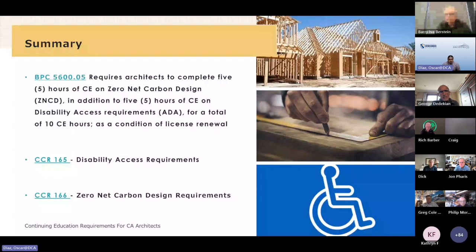So in summary of that, CCR 165, California Code of Regulations 165, again, details all the criteria and the requirements for disability access. And CCR 166 details all the criteria and requirements for the courses and providers for zero net carbon design.